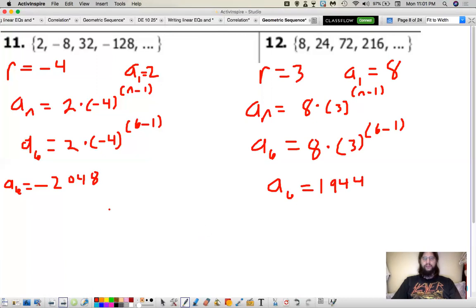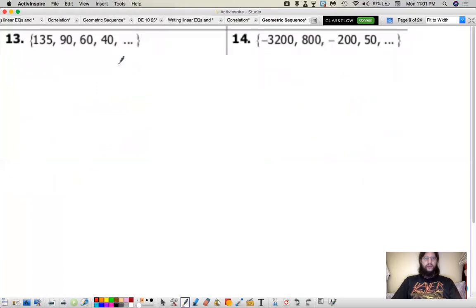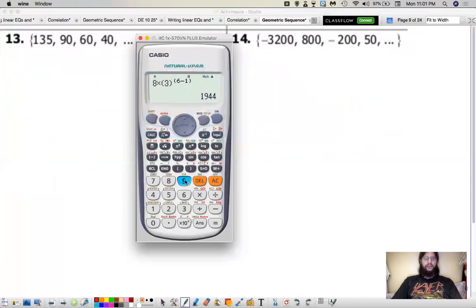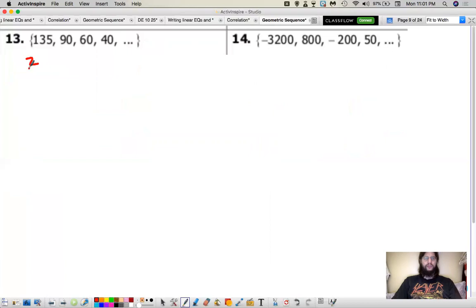Keep it up. Don't see the common ratio off the top of my head, so let me figure it out. 90 divided by 135 is 2/3. Yep, 2/3 works. 2/3, 2/3. Yep, I see it.